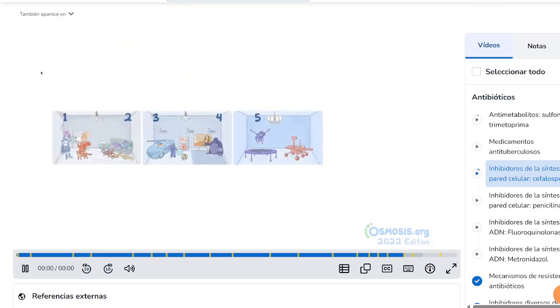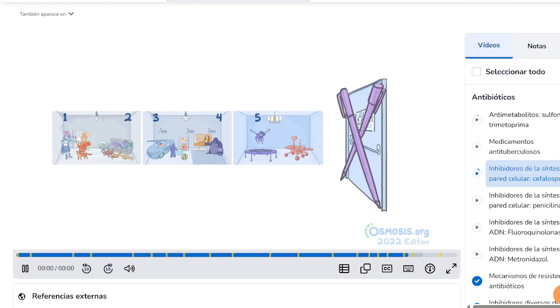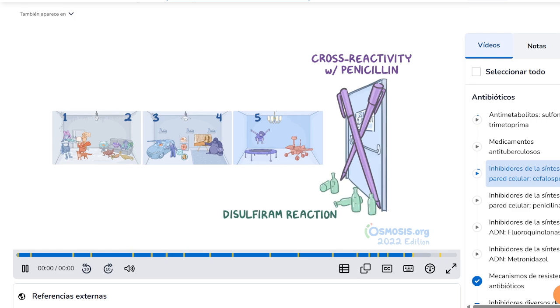As the last part of the mnemonic, let's put an emergency exit at the back of the apartment complex. Blocking the door are 2 pens forming a cross to represent cross-reactivity with penicillin. In front of the door are a few empty beer bottles to represent disulfiram reaction.